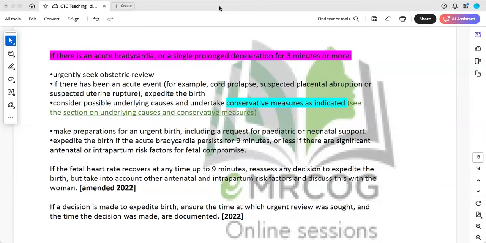If the fetal heart rate recovers at any time up to 9 minutes, I would again reassess any decision to expedite the birth, but take into account other antenatal and intrapartum risk factors and discuss this with the woman. If a decision is made to expedite birth, ensure the time at which urgent review was sought and the time the decision was made are documented.